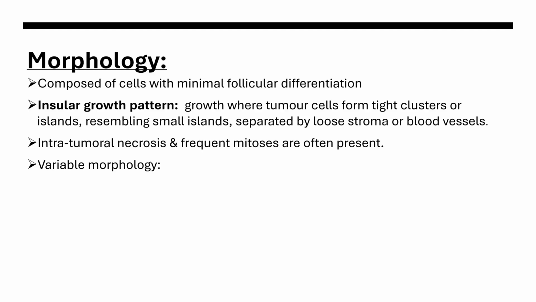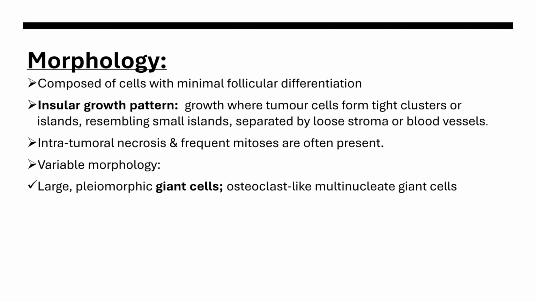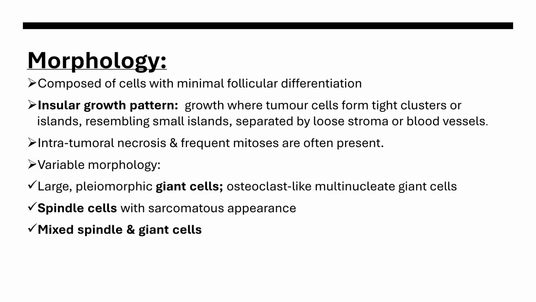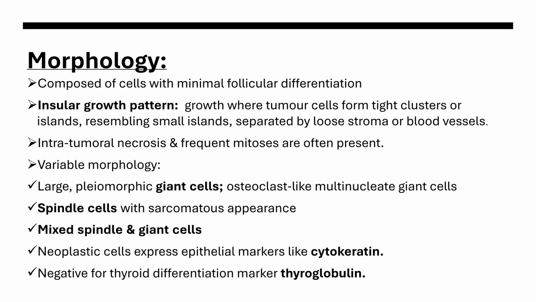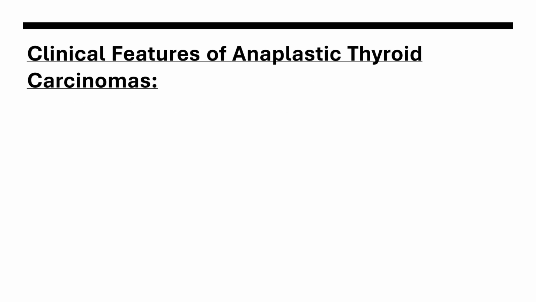Similarly, various morphologies can be seen in anaplastic thyroid carcinoma, like large pleomorphic giant cells, which could be like osteoclast-like multinucleated giant cells. In other cases we can see spindle cells with sarcomatous appearance, and sometimes mixed spindle and giant cells. Also, the neoplastic cells express epithelial markers like cytokeratin, and these are negative for thyroid differentiation marker like thyroglobulin.